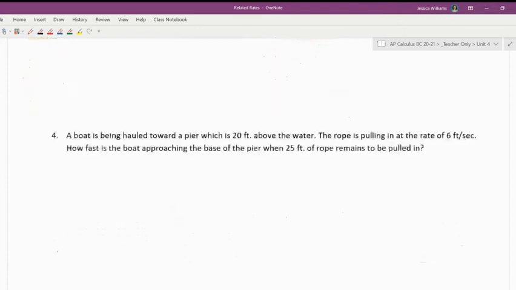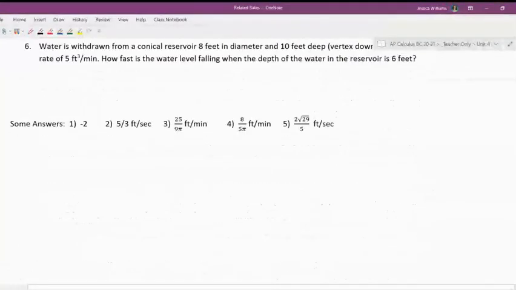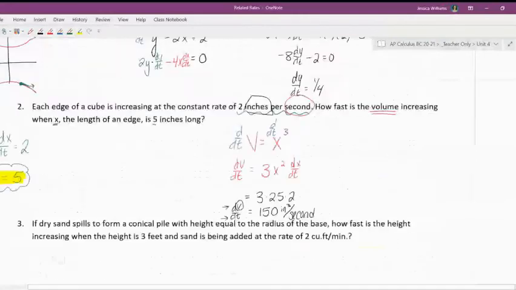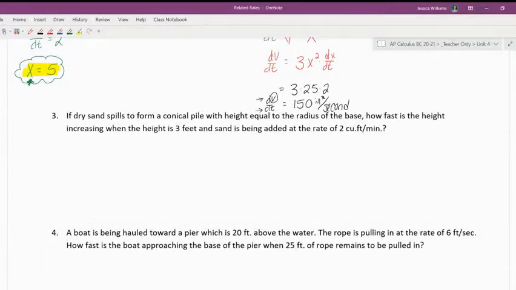Okay, number 3. At some point you might want to pause and go see which of these homework problems feel comfortable to you and that you're ready to start. Maybe none yet. I understand. This is weird. Number 3, sand spills to form a conical pile. That's a fancy way to say a cone. So we're making a cone with height equal to the radius of the base.